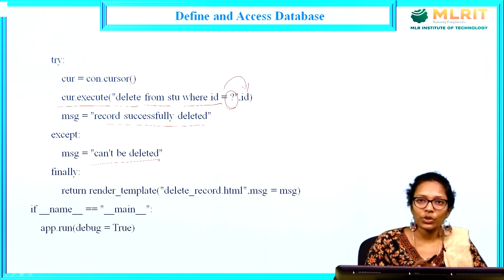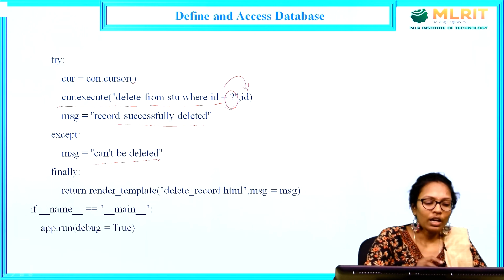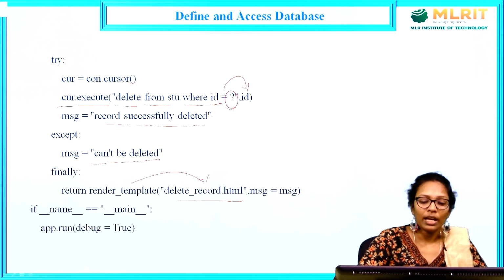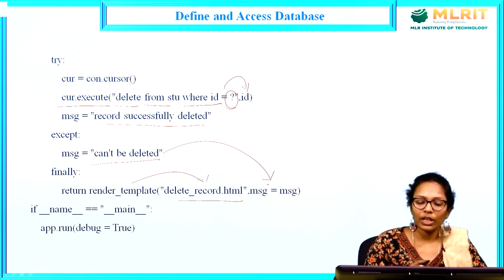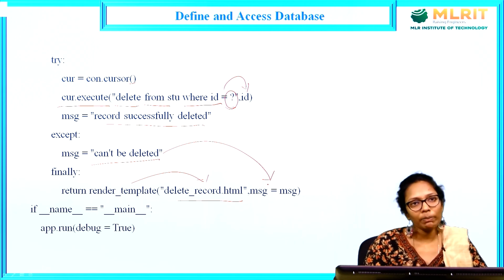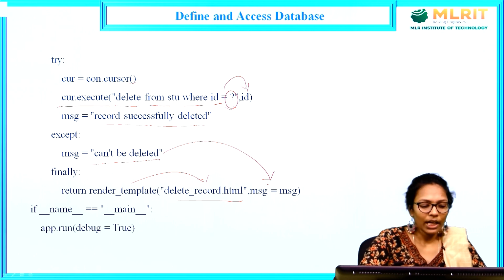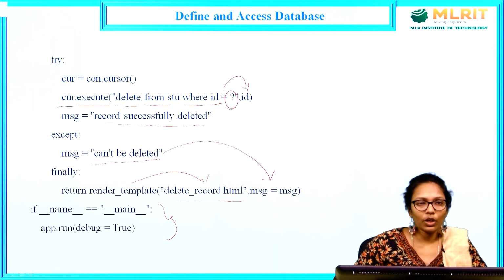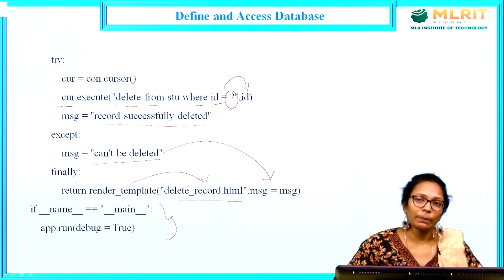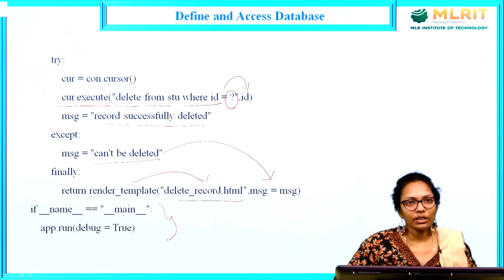Finally, whether you execute the try block or the catch block, finally, it is going to delete_record.html, where it is displaying the message. What is the message? It may be record successfully deleted or it may be can't be deleted. And finally, you are writing this. If you are having multiple Python applications, then the run method will start from the main application.